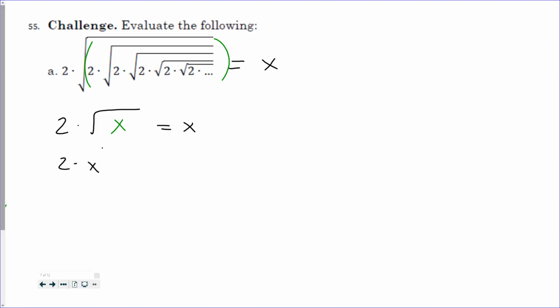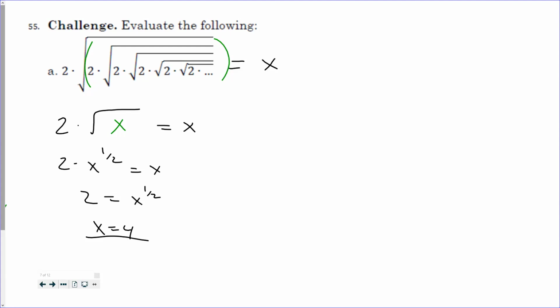From here, I'm just going to solve this out. I have 2 times x to the 1/2 equals x. Divide the x over. You have 2 equals x to the 1/2. Square both sides. X equals 4. Did I do that right? Yes, 2 times the square root of x, x to the 1/2. X is 4. We good with that?